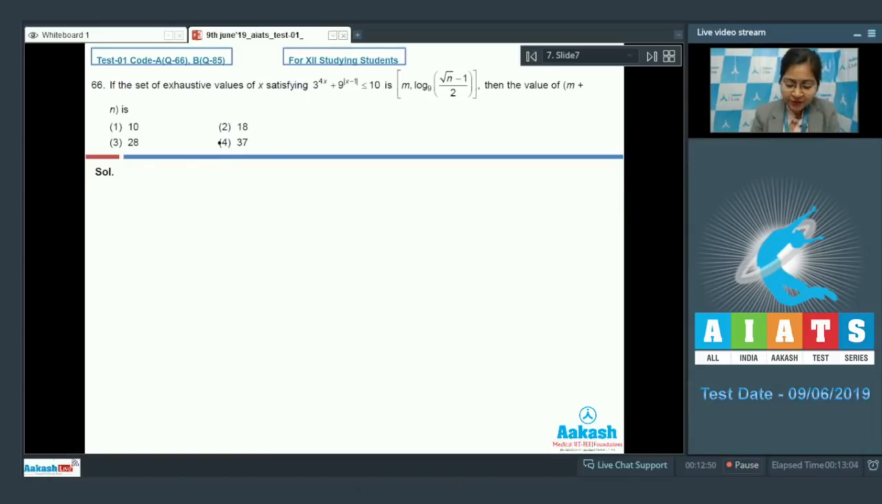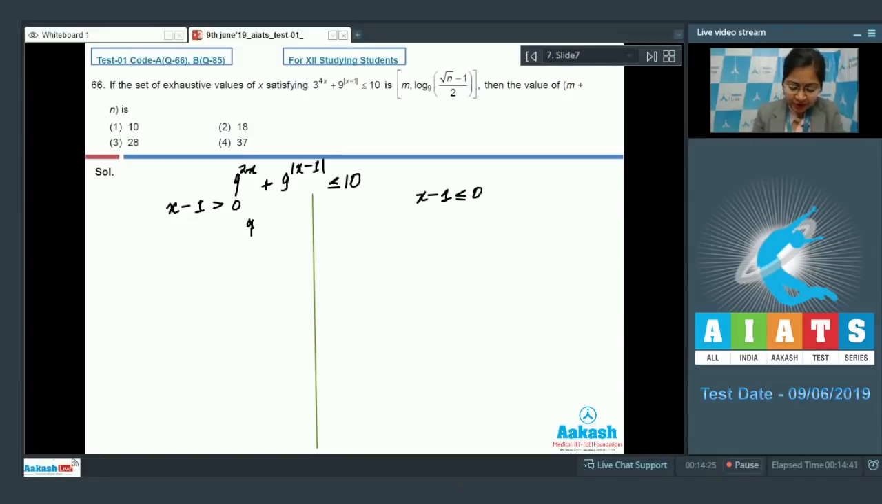So we have been given 3 raised to the power 4x, that can be written as 9 raised to the power 2x plus 9 raised to the power mod x minus 1 is less than equal to 10. So we can open the mod. Here we will have two cases. Case 1 where x minus 1 is greater than 0 and case 2 where x minus 1 is less than equal to 0. Now here let's assume that 9 raised to the power x is equal to t.